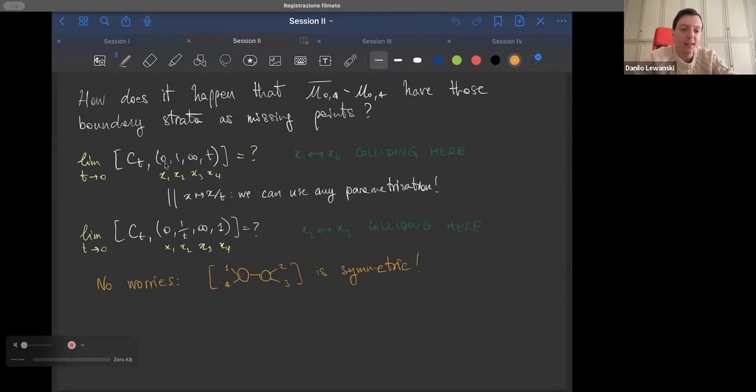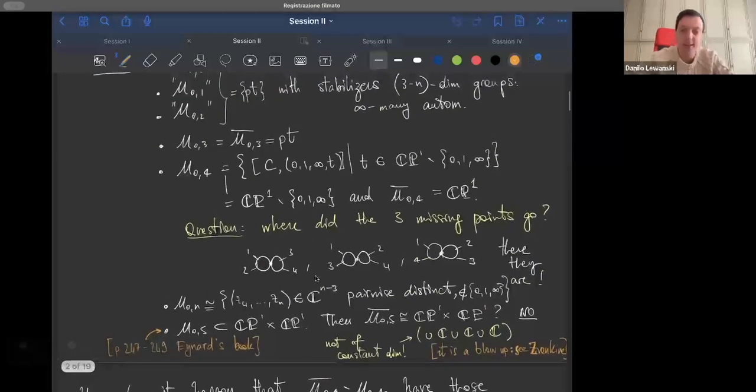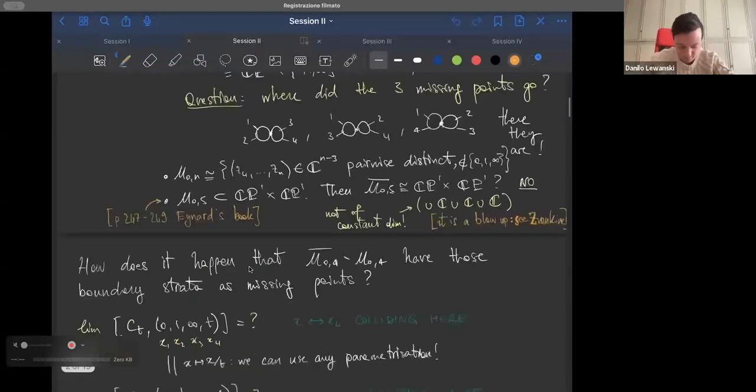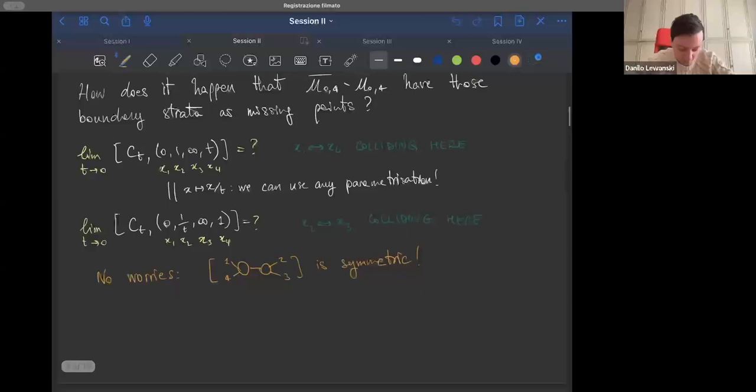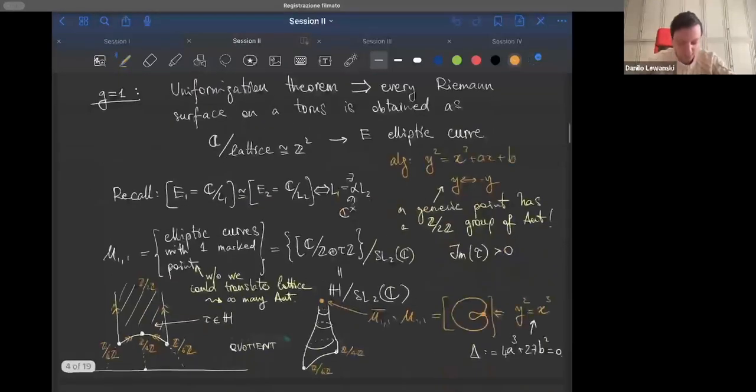So then you know that this particular limit corresponds to this particular stratum, and now you can play the same game with the other two as an exercise and see who corresponds to this stratum and to this stratum, for example. So you can really compute explicitly.